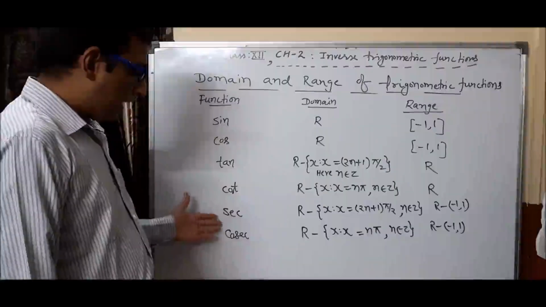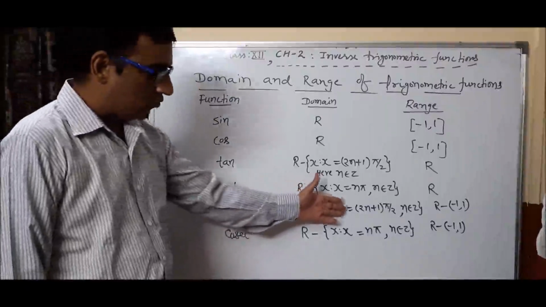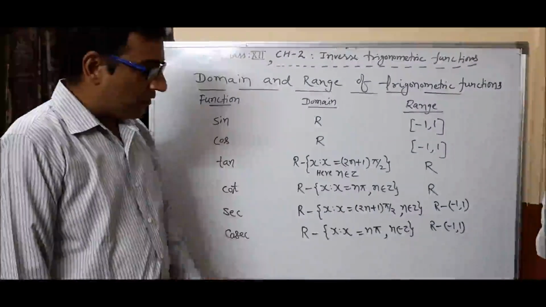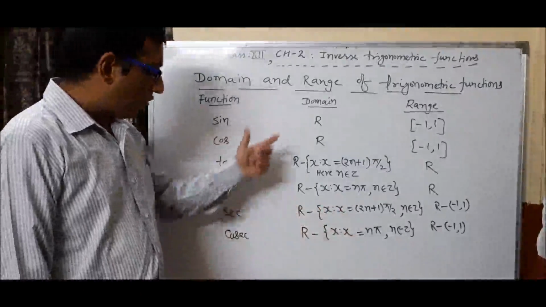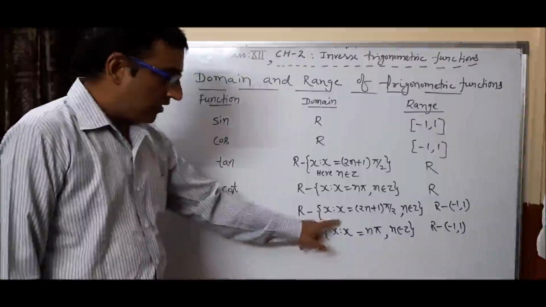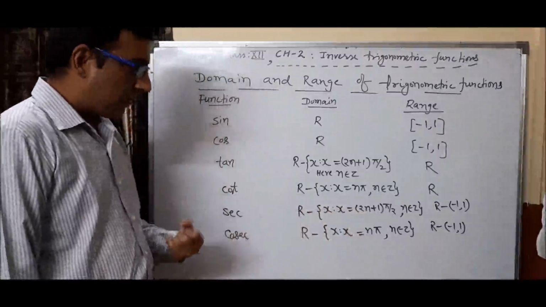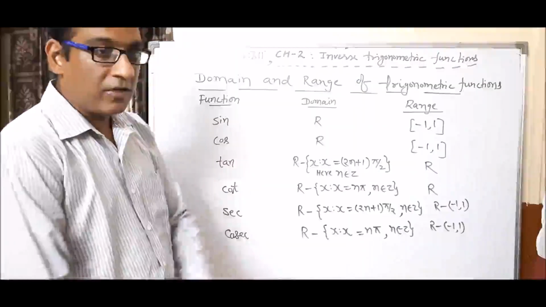And same for sec and cosec, we can say the domain is R minus {x such that x = (2n+1)π/2, n belongs to Z}. It means π/2 odd multiples: the domain for sec is R minus this. If we subtract the odd multiples of π/2 from R, we will get the domain for the sec function, and this time the range is R minus the open interval (-1, 1).